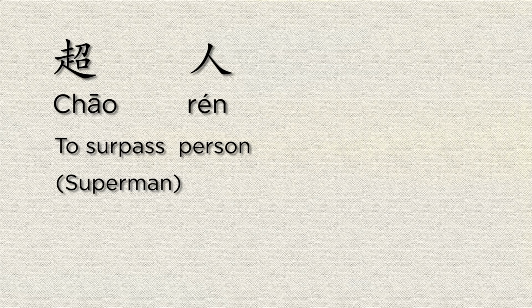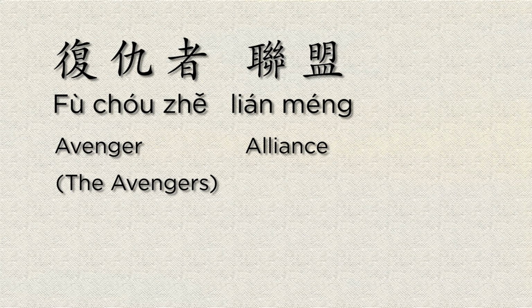But anyway, then there are some superheroes that are just directly translated as something man, like 超人, Superman. And in case you want to know, the Avengers was translated as 复仇者联盟. 复仇者 meaning an Avenger, and 联盟 means a union or alliance.